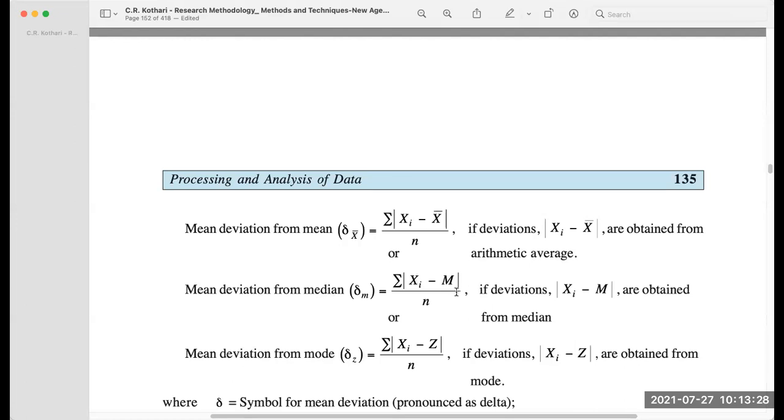The xi value will remain the same, only the value of this mean is going to change. For the mean, that should be x bar. For the median, that should be M, as we denote M as the median value, and the mode value is denoted by Z, right? In the last class, we have seen in which cases we can use the mean, median, and mode. We can't apply mean all the times or median all the times or the mode all the times. There should be different cases, right?